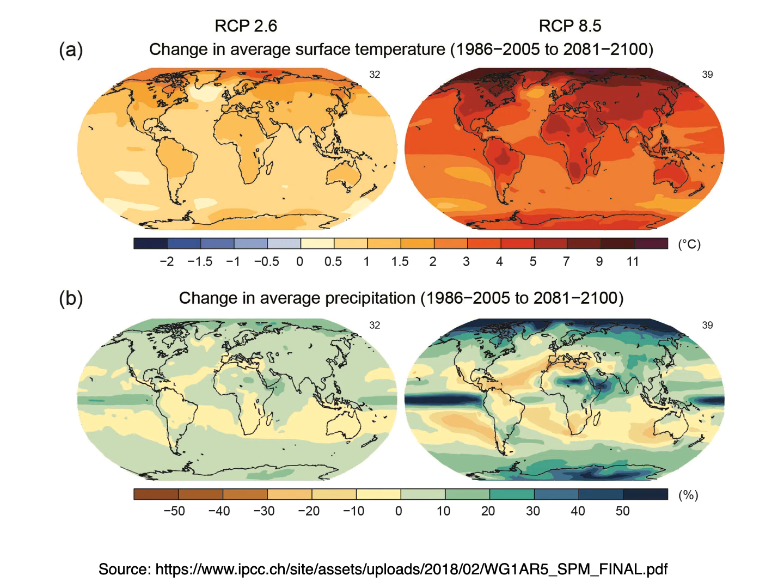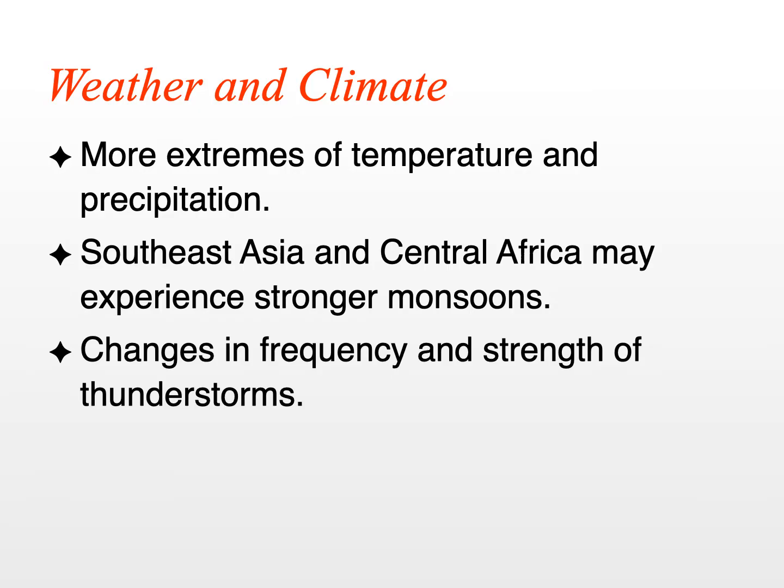Precipitation changes are shown below in graph B. So under RCP 8.5, we can see wetter tropics, drier subtropics, and wetter mid-latitudes and high latitudes. We should see more extremes of temperature and precipitation. Southeast Asia and Central Africa may experience stronger monsoons because of climate change. And we should also see changes in the frequency, the number. There will be more thunderstorms, and the strength of them will increase.